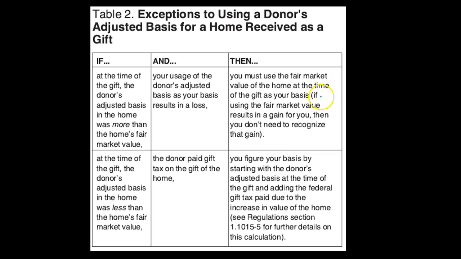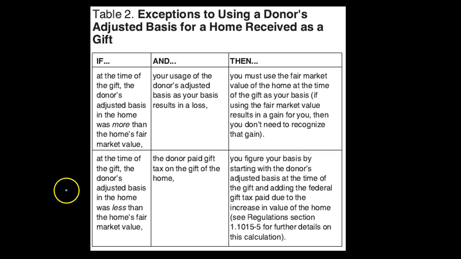You must use the fair market value of the home at the time of the gift as your basis. And then they give you a kind of consolation. You might say, well, what if that gives me a gain then? Then I have to pay on the gain. Well, they're saying, we really just wanted to eliminate the loss. So if using the fair market value results in a gain for you, then you don't need to recognize that gain. They didn't want the loss to happen, so if this results in a loss, we force you to use the fair market value in that strange situation. But if the fair market value results in a gain, then you don't need to recognize the gain. And that's good because you wouldn't have to pay taxes in that kind of strange situation.